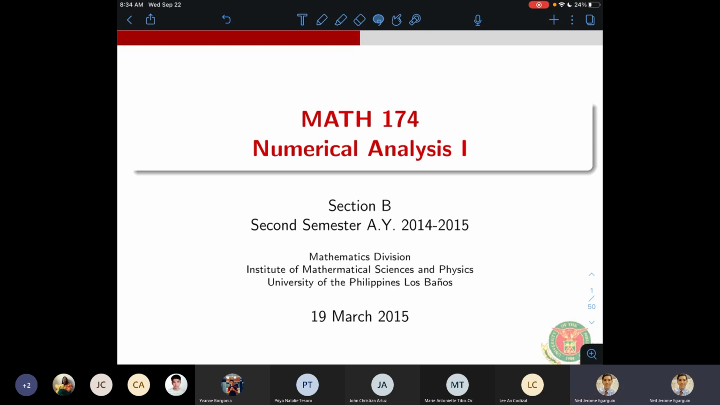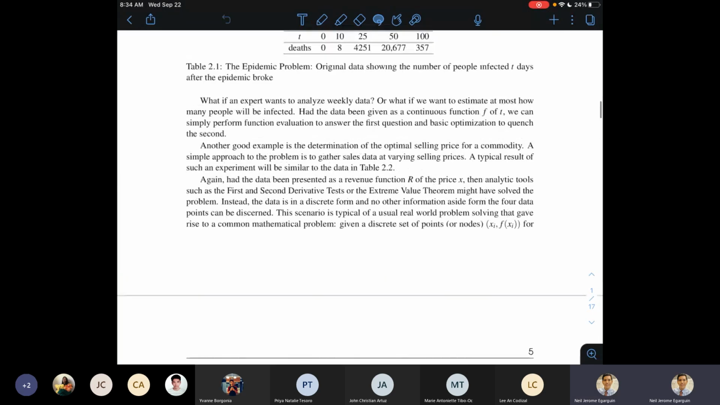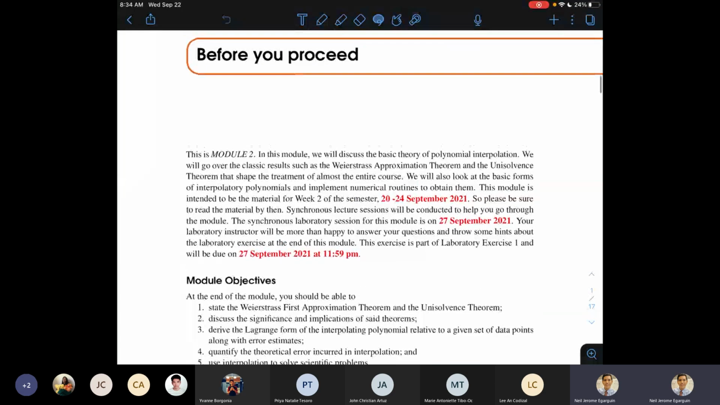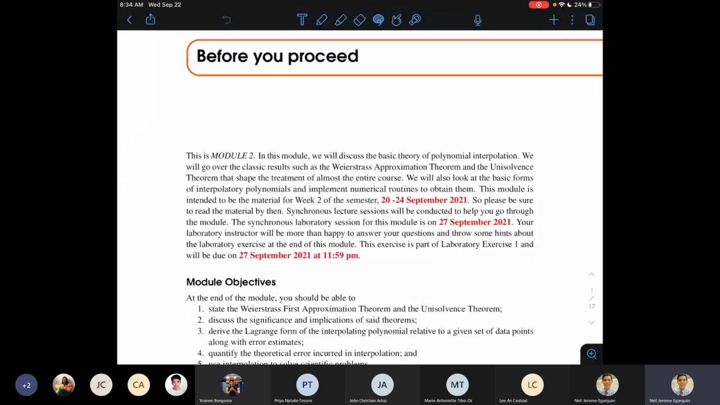So hold on, let me switch slides. Let's look at module 2. So hopefully you already have a copy of module 2. And as I have mentioned last time during the orientation, all the things that you need to know for a certain week are contained in our modules, and specifically don't skip the first part, which is the before you proceed part. This is the equivalent of the study guides for the week. So in here I put all the information.